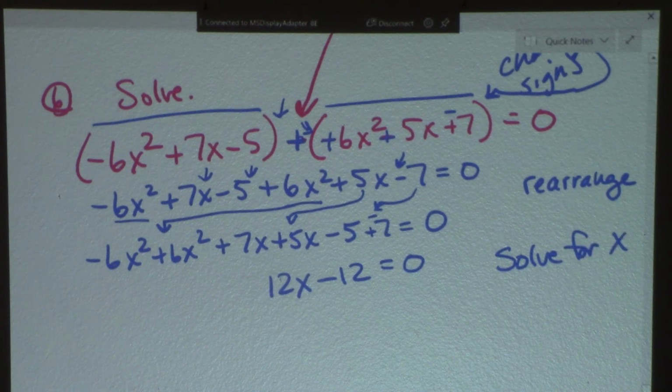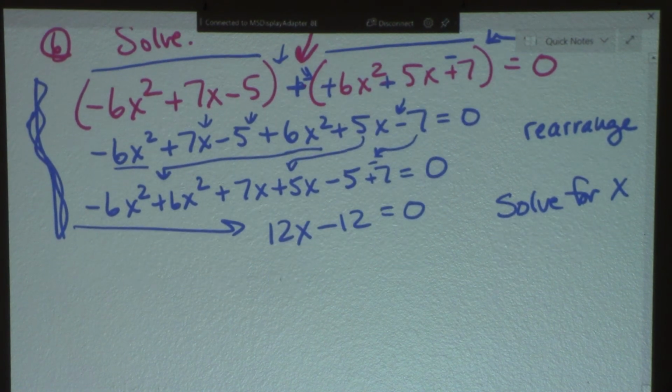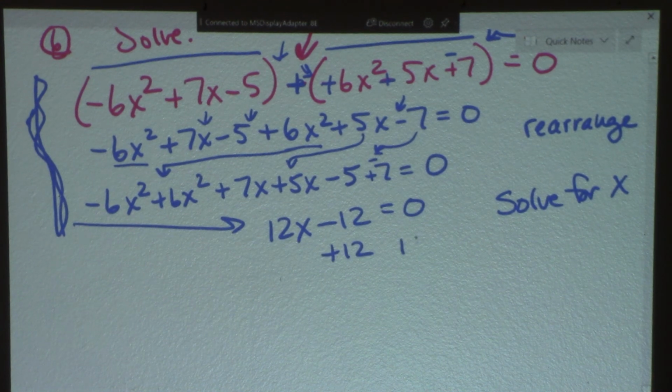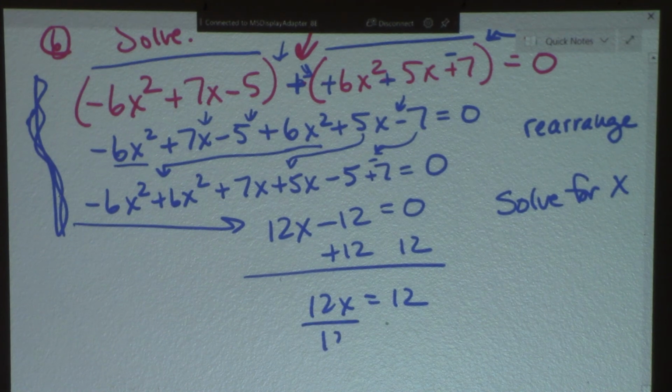So everything we just did here is all what we learned in this lesson in order to get to here. And now we can work it out. So I'm going to add 12 to both sides, and I get 12x equals 12. Divide by 12, and x equals 1.